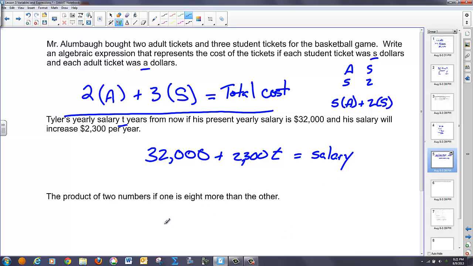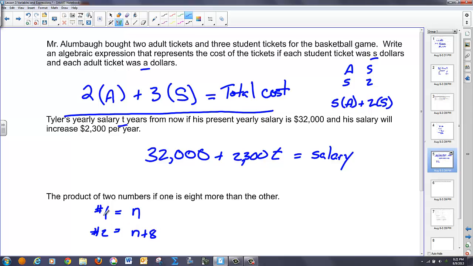Finally, the product of 2 numbers, if one is 8 more than the other. Well, the way I like to do these is I say number 1 and number 2. And I don't know either one of them. So I'm going to say number 1 is the unknown. I'm going to call it N for number 1. But I know the second number is 8 more than this guy. Well, to say 8 more than N is N plus 8.